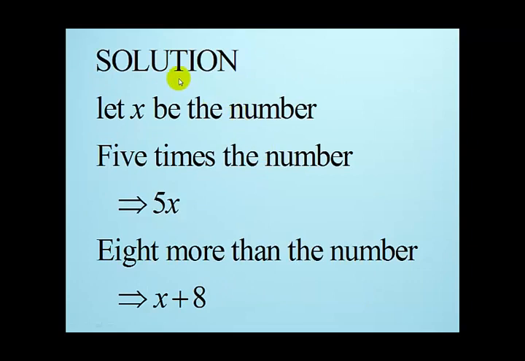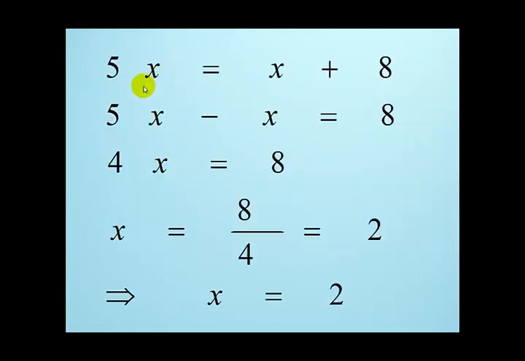Solution. Let x be that number. 5 times the number implies 5x. That if x is the number, then 5 times the number will be 5x. 8 more than the number implies x plus 8. That's 8 more than the number. Now from the question, 5 times the number is equal to 8 more than the number. That means that 5x equals x plus 8.